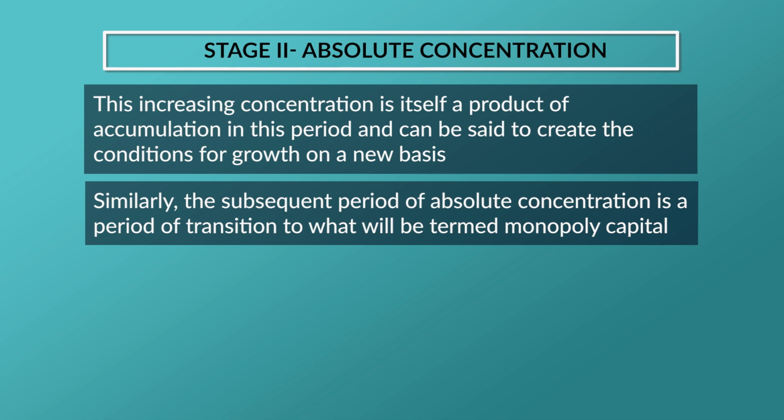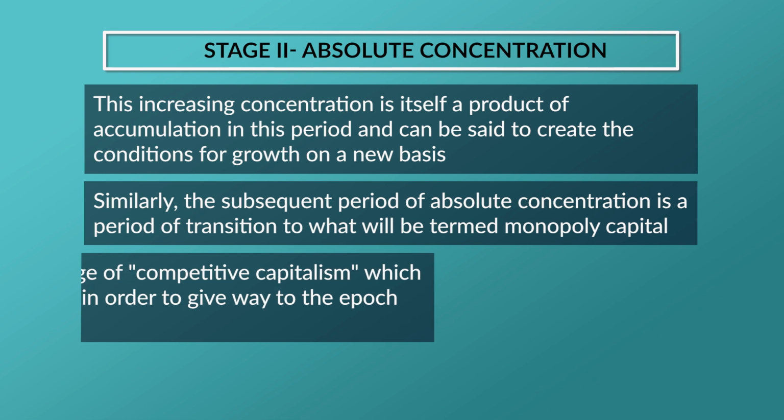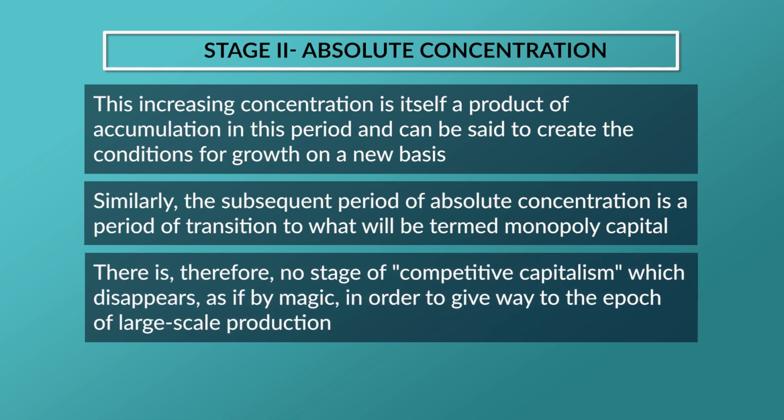Similarly, the subsequent period of absolute concentration is a period of transition to what will be termed the third stage, that is, monopoly capital. There is therefore no stage of competitive capitalism which disappears as if by magic in order to give way to the epoch of large-scale production.